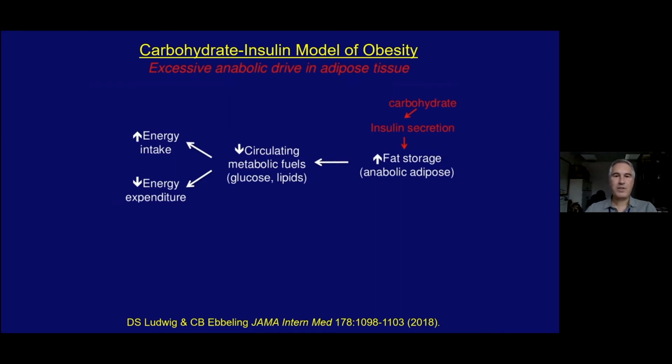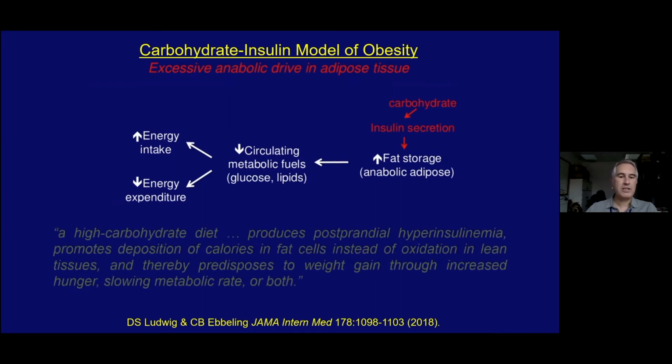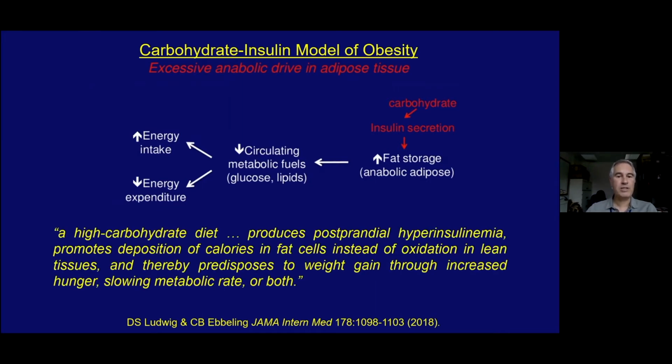So the description of the carbohydrate insulin model, according to David Ludwig, who is the leading proponent of this model, is that a high carbohydrate diet produces postprandial hyperinsulinemia, that's elevated levels of insulin after meals. And that promotes deposition of calories in fat cells instead of oxidation in lean tissues, and thereby predisposes to weight gain through increased hunger, slowing metabolic rate, or both. So that's a very interesting model of how obesity may have developed.